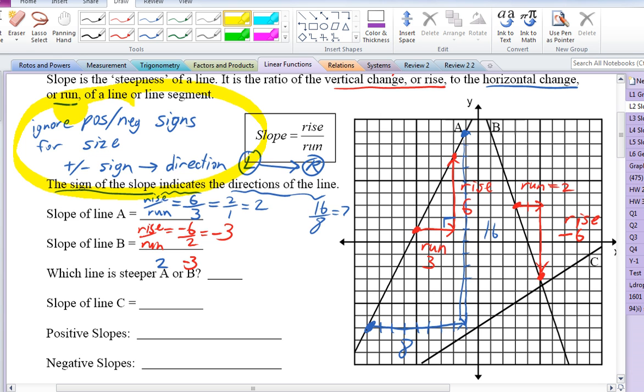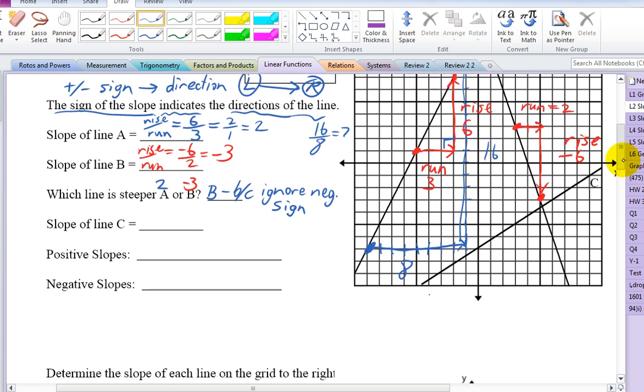Ignore the negative sign. So which one's steeper? B is steeper because you ignore the negative sign. Okay, so ignore the negative sign. Good.